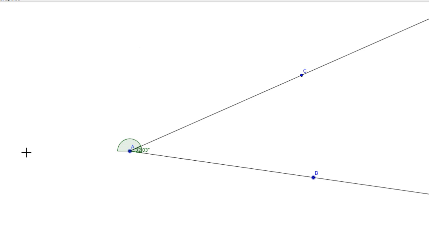More than 90 degrees is an obtuse angle, but less than 180. A straight angle is exactly 180 degrees, which is what a straight line measures. A reflex angle is an angle that measures more than 180 degrees, but less than 360. That's roughly in this area right here.